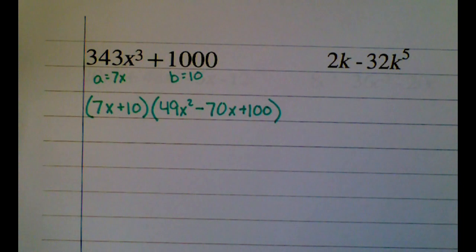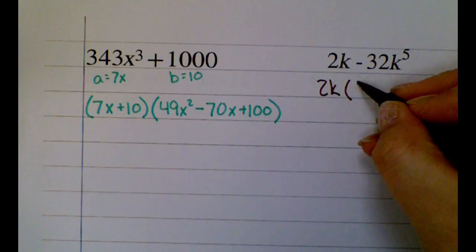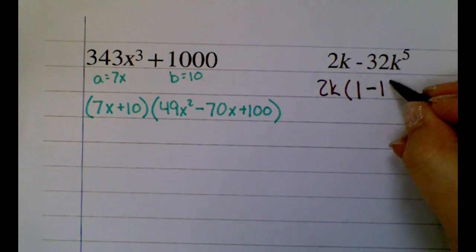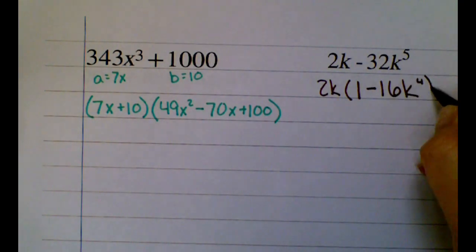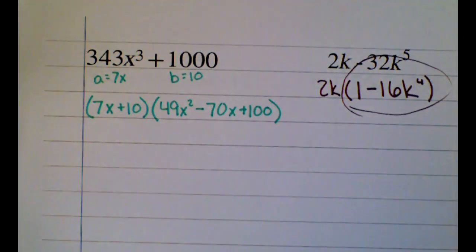For this next one, I look first at my GCF. I can take a 2k out of both of these. When I take 2k, I'm left with 1 minus 16k to the 4th power. Don't forget that 1, it changes a lot. Well, this here is a difference of squares.